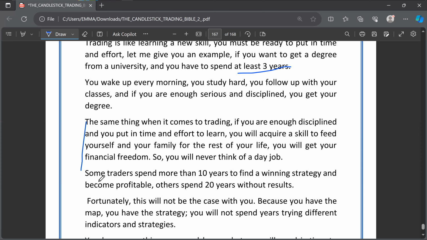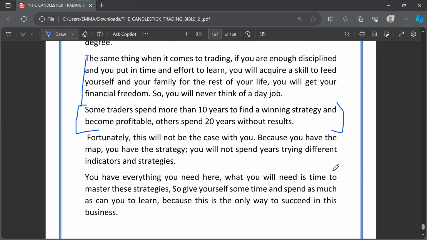This is what I'm saying. So that is it. Now, some traders spend more than 10 years to find a winning strategy and become profitable. Others spend 20 years without results. So you see what is happening here? I know this can be discouraging, but that is the fact.